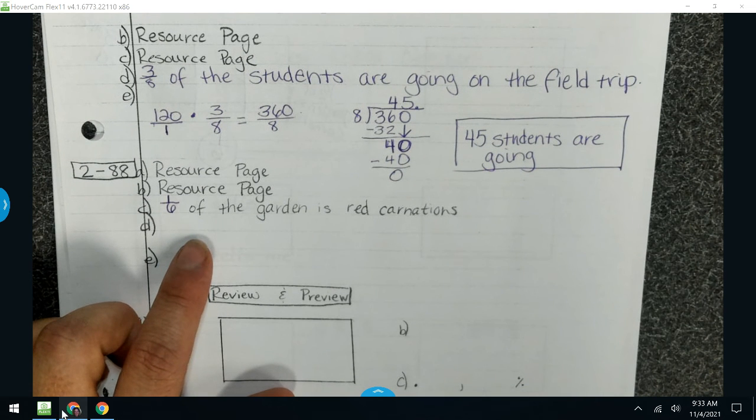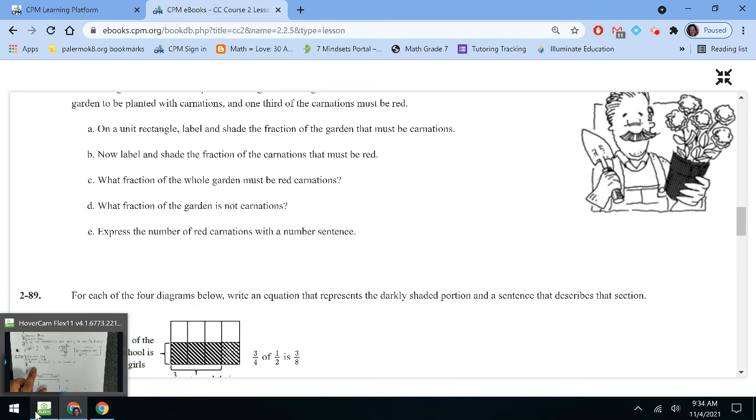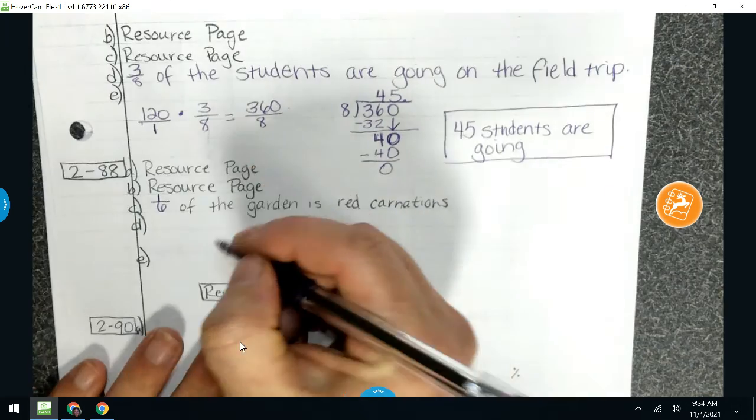Now part C. It says, what fraction of the garden is not carnations? And this is one of those cases that I taught a couple of classes, and we looked at it a little differently. We said how much of the garden was not red carnations. That's not what it said. I didn't use my good reading comprehension and reread the problem. So that's important to know, sometimes you've got to look at the problem again to make sure you have the right answer. So we have, what fraction of the garden is not carnations.